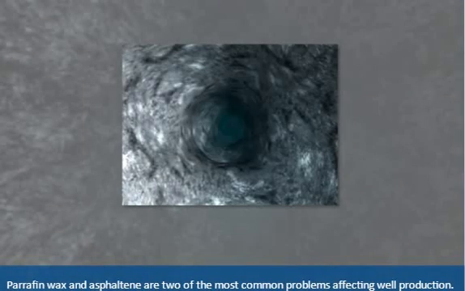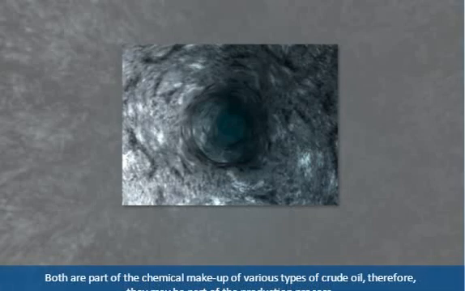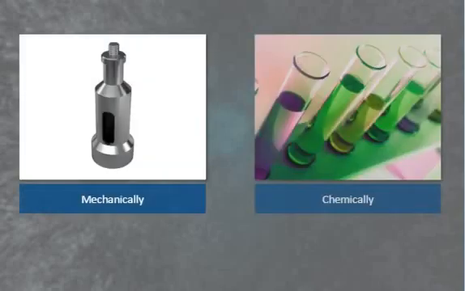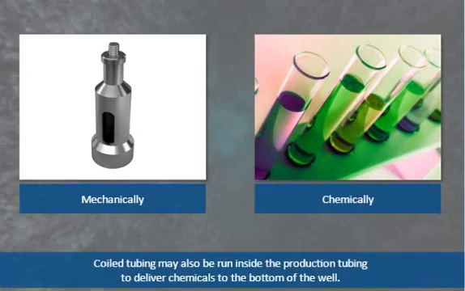Paraffin wax and asphaltene, a tar-like substance, are two of the most common problems affecting well production. They both restrict production and, if not dealt with, can stop the well flowing completely. Both are part of the chemical makeup of various types of crude oil, therefore, depending on the region, they may be part of the production process. They can be removed fairly readily, either mechanically with scrapers run on wireline, or chemically by pumping and circulating fluid through the annulus. Coiled tubing may also be run inside the production tubing to deliver chemicals to the bottom of the well.